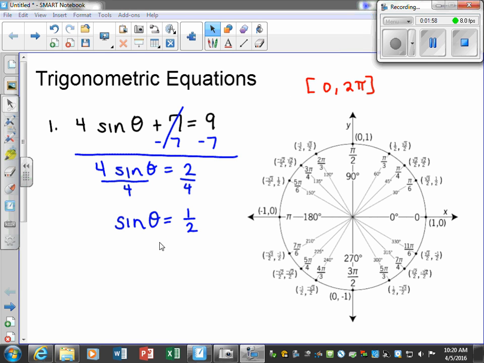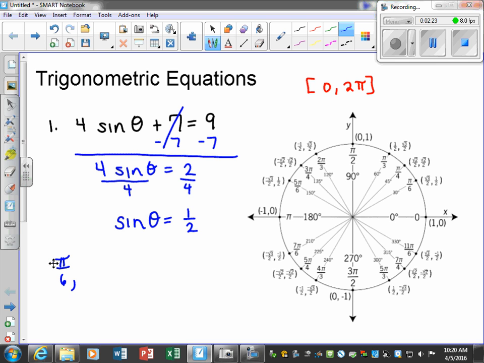Okay, we want to know what thetas give the sine of theta equal to 1/2. So what is the sine of theta? It's your y value. So where does that occur? Pi over 6, here's the y value of 1/2. So I'm going to make a note: pi over 6. And anywhere else? Sine of theta equals positive 1/2. Right here, 5 pi over 6. So the answers are pi over 6 and 5 pi over 6.